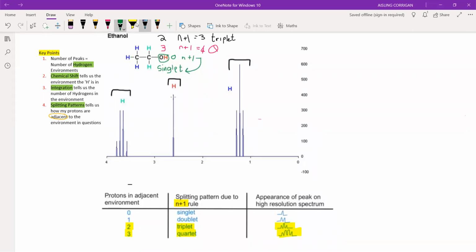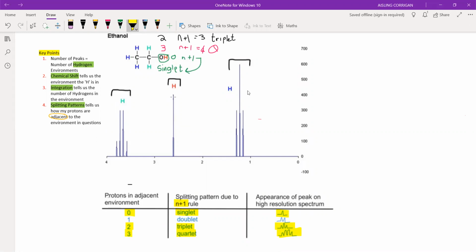And you can see that down here as well. So again, there's no adjacent hydrogens. n+1 is going to be a singlet, and that's why there's a little bit of a spike here, and OH will always be a singlet. Very important. And that's kind of all I need to know there.